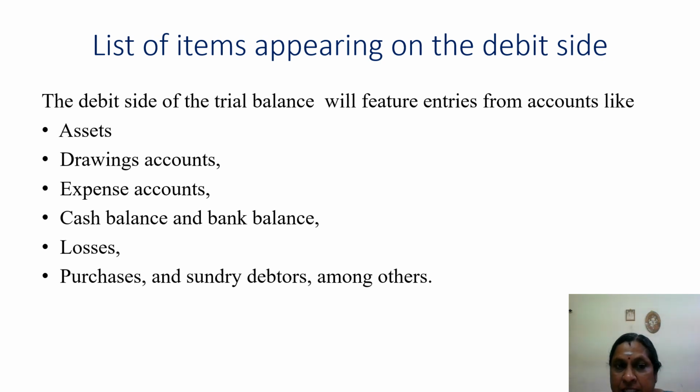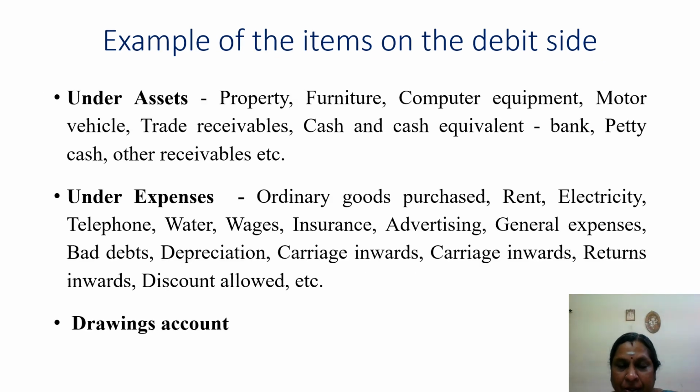Now this slide gives the detailed items which appear on the debit side of the trial balance. The debit side of the trial balance will feature entries from accounts like assets, drawing accounts, expenses accounts, cash balance and bank balance, losses, purchases and sundry debtors, among others. For example, under assets, all the fixed and current assets, namely property, furniture, computer, equipment, motor vehicle, trade receivables, cash and cash equivalent, cash at hand, cash at bank.